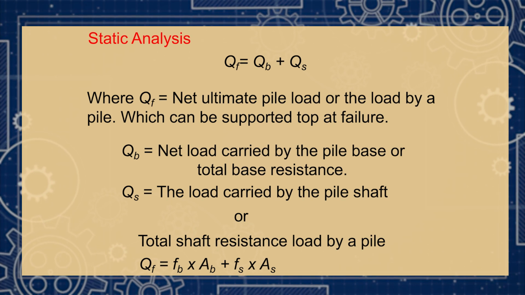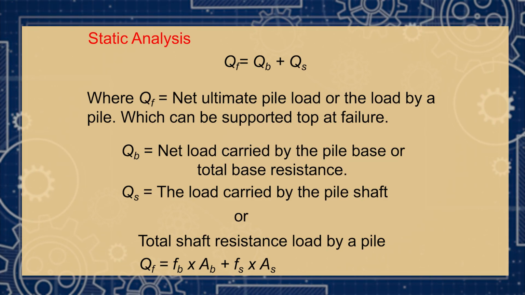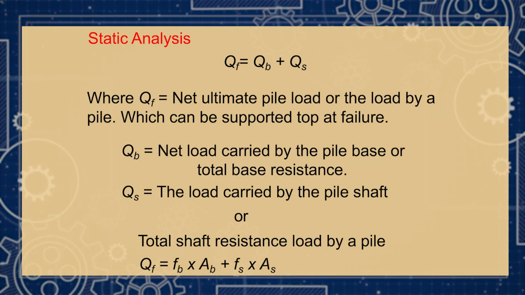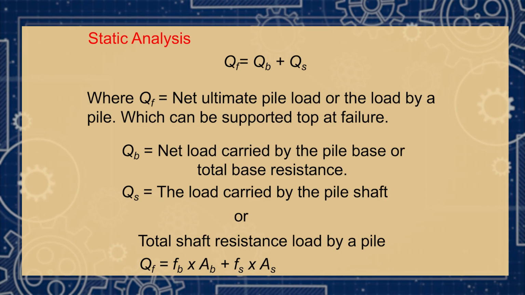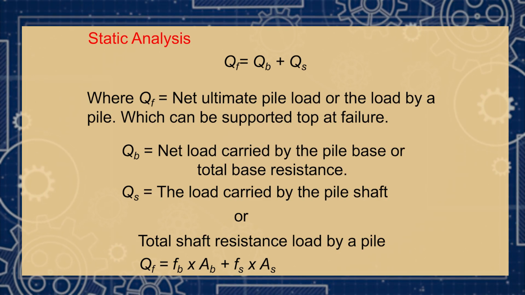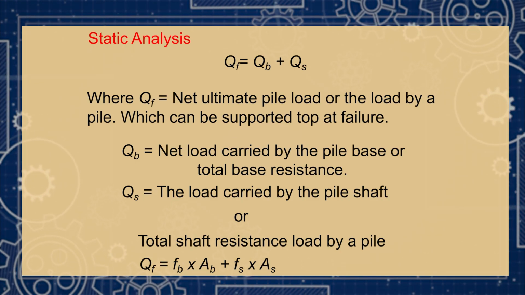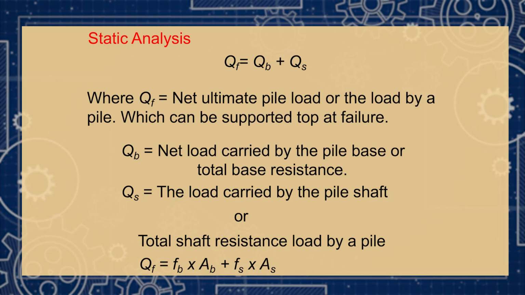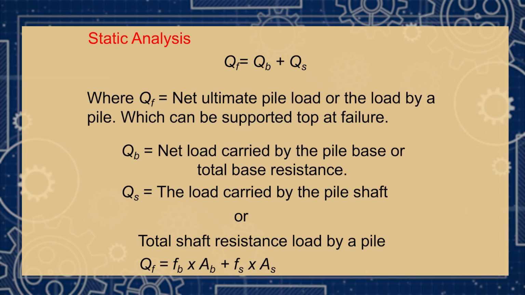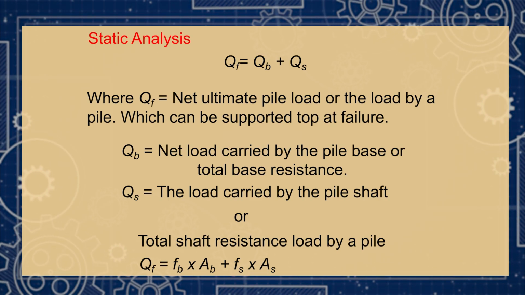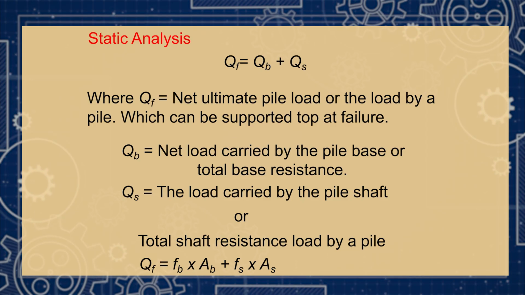And the total resistance, how will you calculate it? This is the formula: total load by the pile, qf equals fb into ab. This is for the base, the pile tip, and this is for the soil, fs into as. You are expanding that formula.